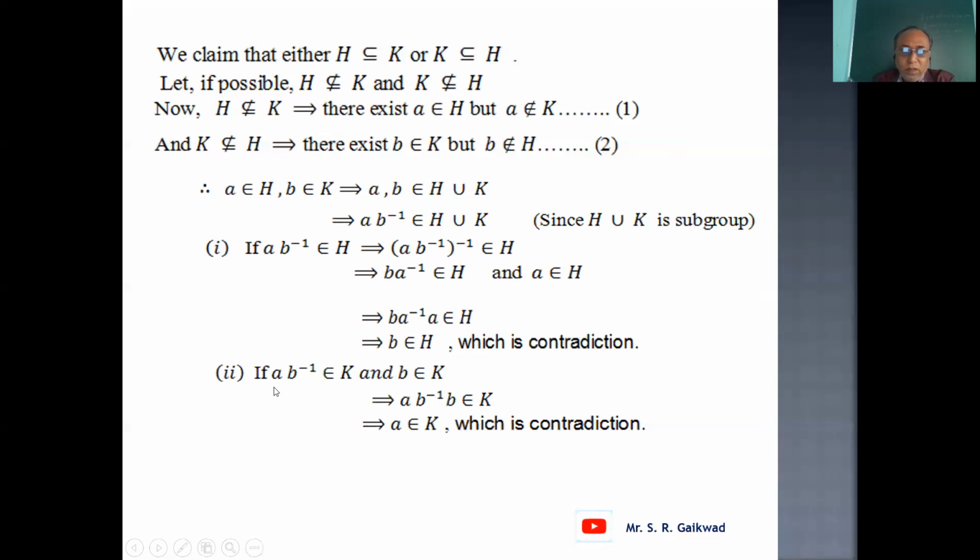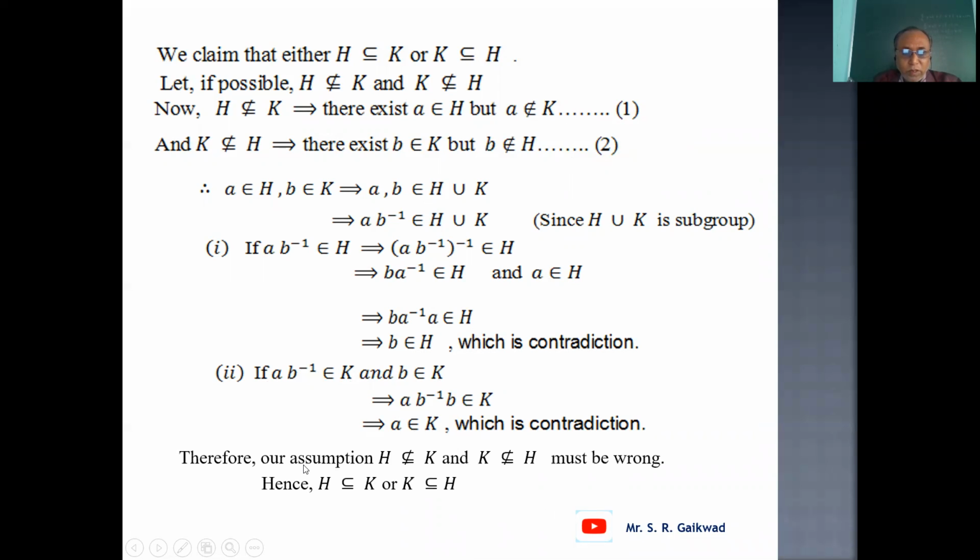If A into B inverse belongs to K, and B also belongs to K, and therefore by closure property, A into B inverse into B belongs to K. But B inverse into B is nothing but the identity element. It means A belongs to K, but A is not in K. And therefore, A into B inverse belongs to K implies A belongs to K, which is a contradiction.